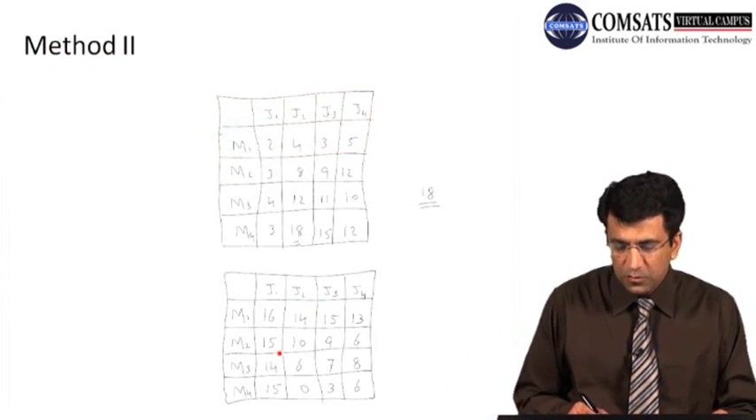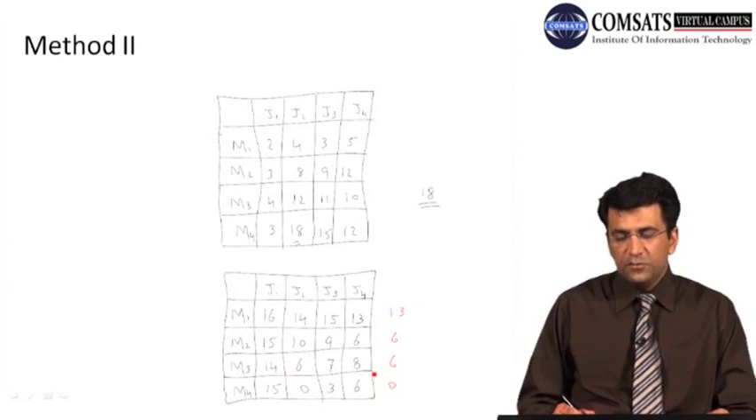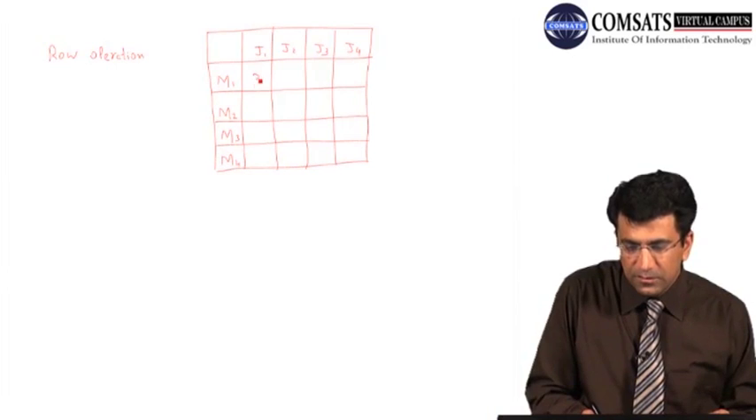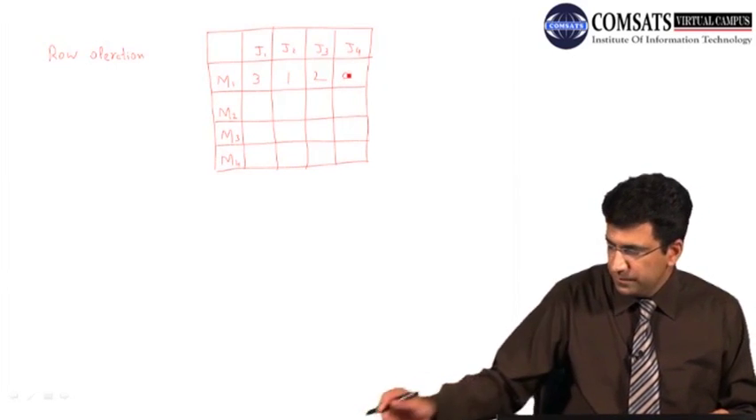Now class, in this particular row the minimum number is 13. In this particular row the minimum number is 6. In the third row the minimum number is 6. In the fourth row the minimum number is 0. So let me subtract this particular number from the respective rows. So the first row will become 16 minus 13, 3, 1, 2 and 0, that is 3, 1, 2 and 0.